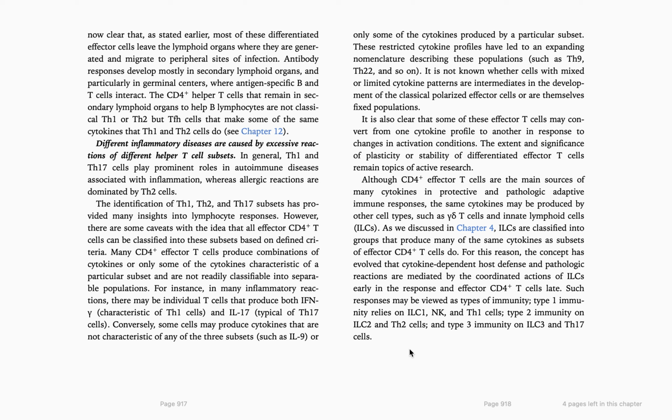Such responses may be viewed as types of immunity. Type 1 immunity relies on innate lymphoid cells group 1, natural killer cells, and T helper 1 cells. Type 2 immunity relies on innate lymphoid cells group 2 and T helper 2 cells, and type 3 immunity on innate lymphoid cells group 3 and the T helper 17 cells.